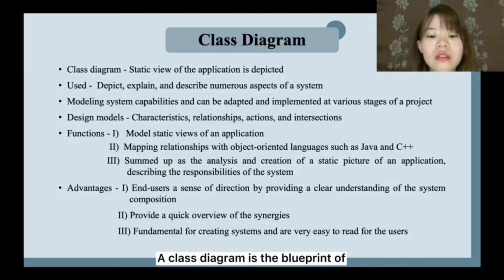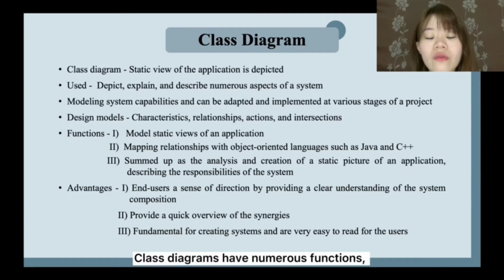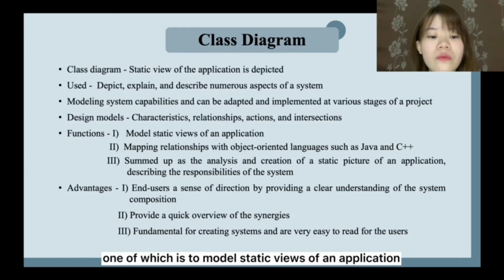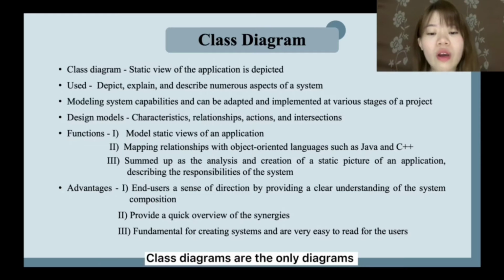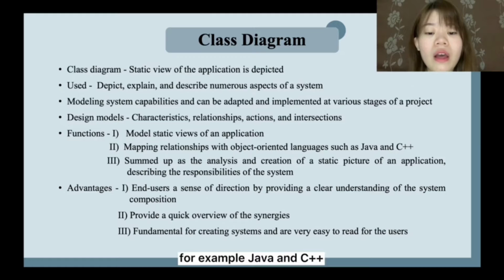A class diagram is the blueprint of an end-user system or subsystem. With the help of UML, end-user code design model characteristics, relation, action, and interaction. Class diagrams have numerous functions, one of which is a modern system view on an application. Class diagrams are the only diagrams that can have mapping relation with object-oriented language, for example, Java and C++.